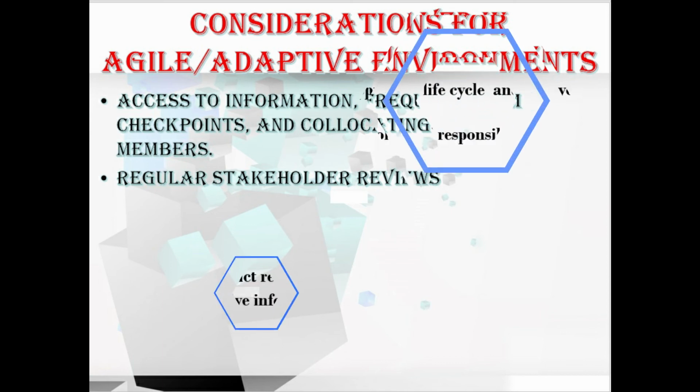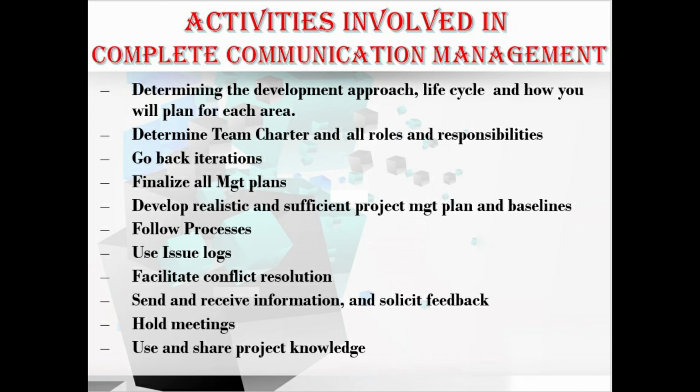What are the activities involved in completing the communication management as per the Rita Mulcahy chart? Let's go one by one through how the Rita Mulcahy chart defines communication management. First is determining the development approach, life cycle and how you will plan for each area. Second, determining the team charter and all the roles and responsibilities. Third, go back iterations. Fourth, we need to finalize all the management plans. Fifth, we need to develop the realistic and sufficient project management baselines.